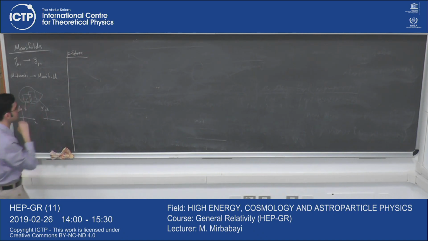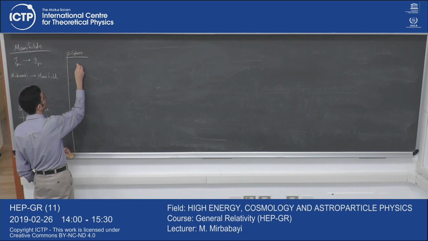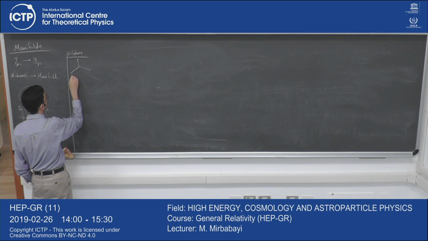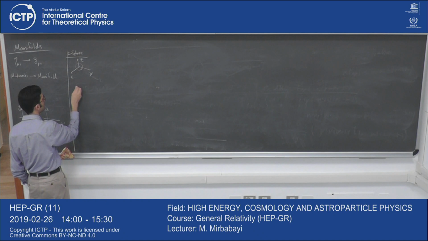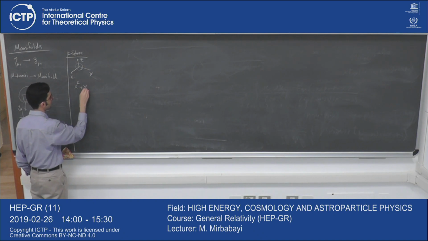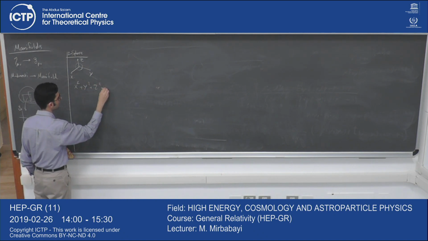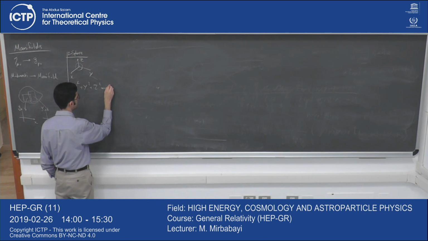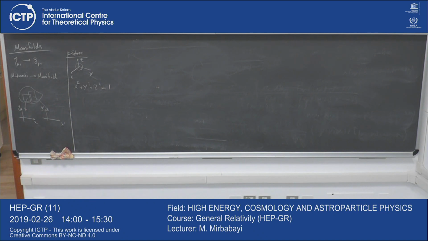So how is it defined? Usually it is easiest to define it by embedding it in a three-dimensional Euclidean space. So if I have a 3D Euclidean space, then a two-sphere is defined as the surface which satisfies x squared plus y squared plus z squared equals, say, imagine it has radius 1. So it will be the surface that satisfies this condition.